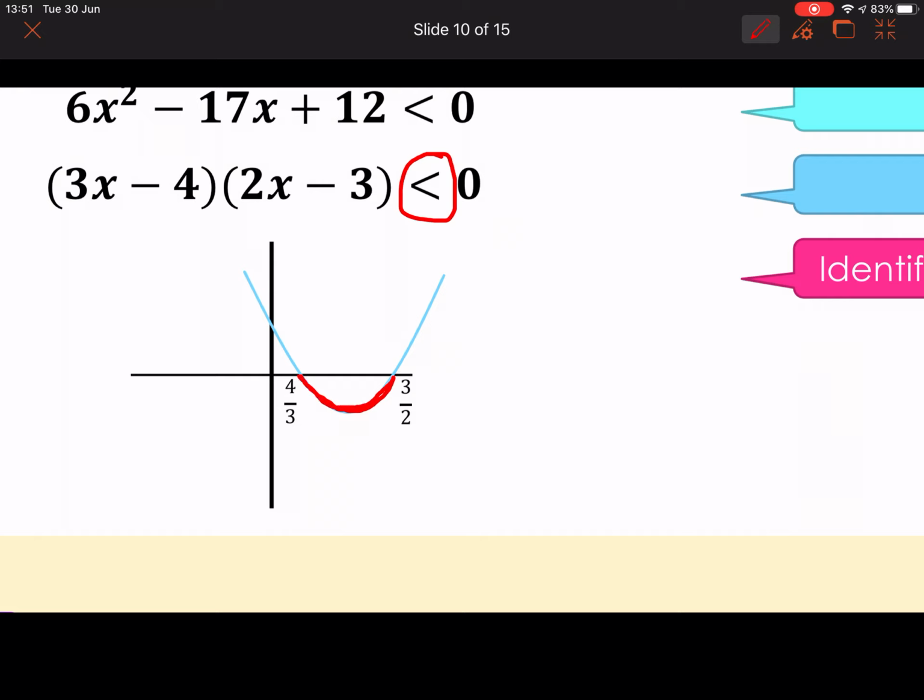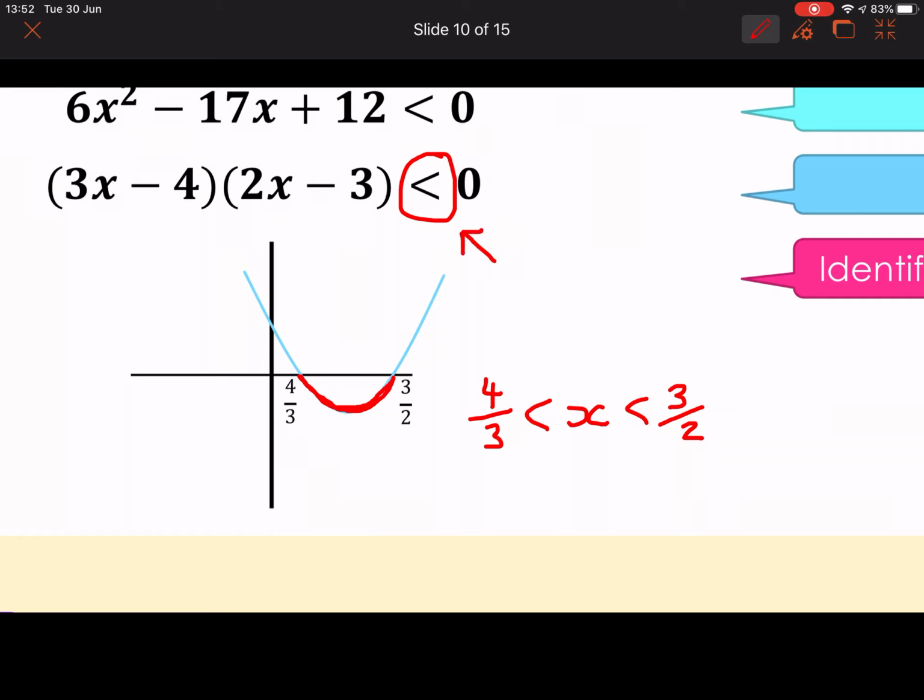Now can you see I've shaded one area, one bit. So therefore I'm going to have one inequality. So it's going to have x in the middle. x is going to be less than 3/2, and x is going to be greater than 4/3. It's not greater than or equal to, or less than or equal to, because of that question.